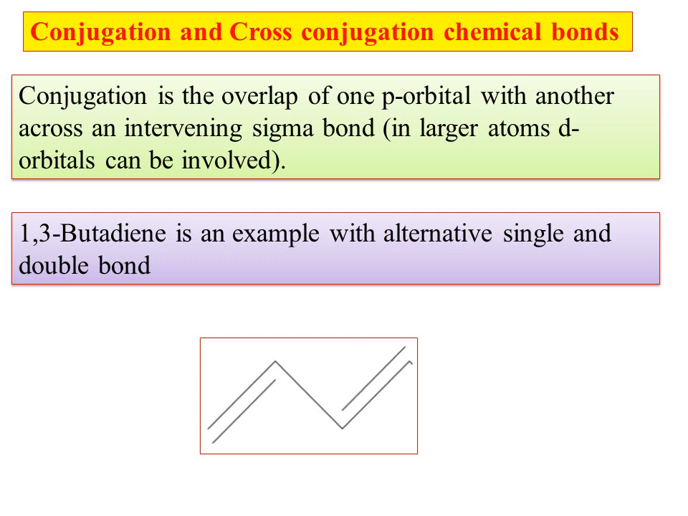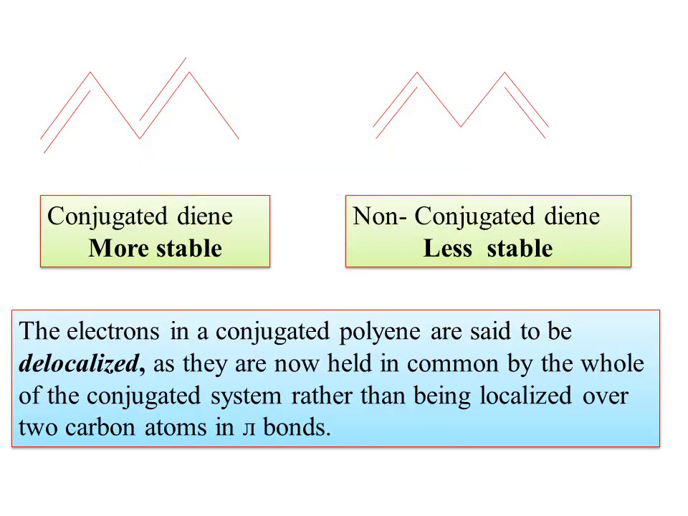1,3-butadiene is an example of alternating single and double bonds. When you have alternating single and double bonds, that we are going to call conjugation. It's an overlapping of one p orbital with another p orbital which are separated by a sigma bond. So such type of bonding we are going to call conjugation.